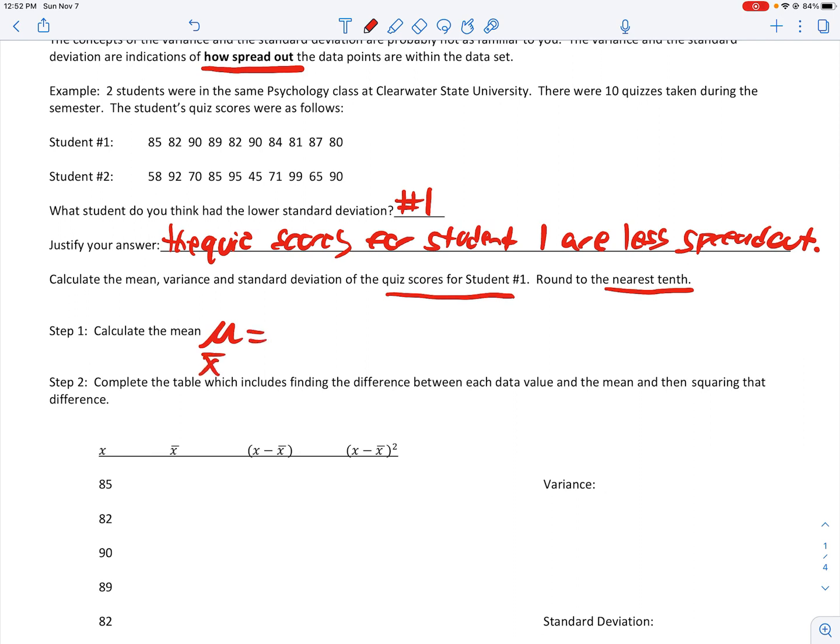So what you're going to do right now is add up all the numbers for student 1. We're adding up all 10 scores, and then we're going to divide by 10 because there are 10 scores. If you add them all up, doing that right now, you should end up with 850. So the average score, the mean, is 85.